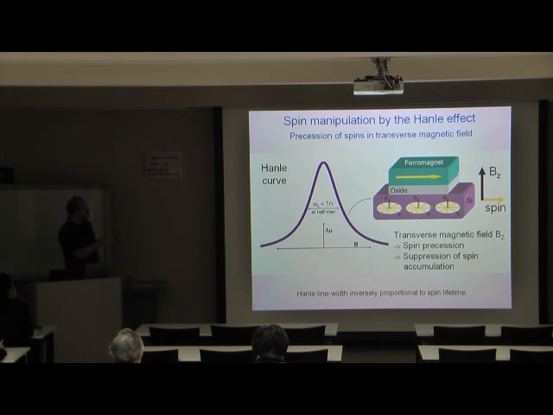And typically you observe something like a Hanle type of Lorentzian line shape where the spin accumulation at zero magnetic field is maximum, but it gradually decreases when you increase the magnetic field and you increase the precession frequency. From such measurements you can extract the magnitude of the spin accumulation from the peak amplitude, but in principle you can also extract the spin lifetime because it's inversely proportional to the width of this Hanle curve.